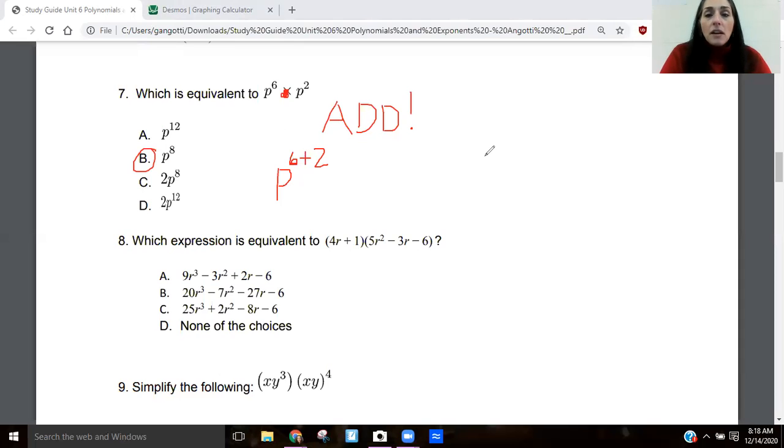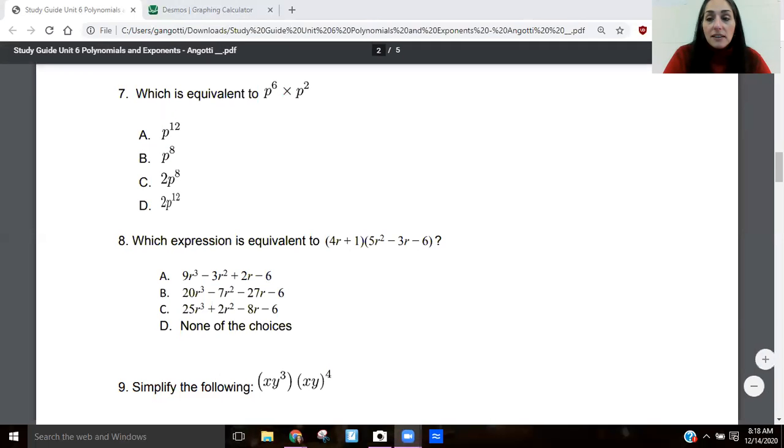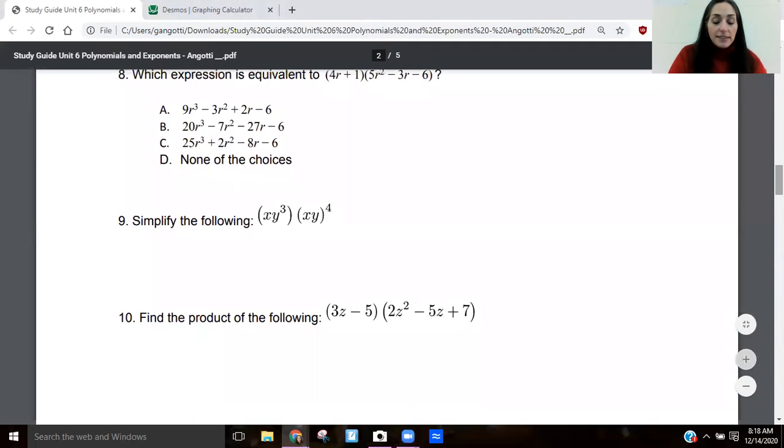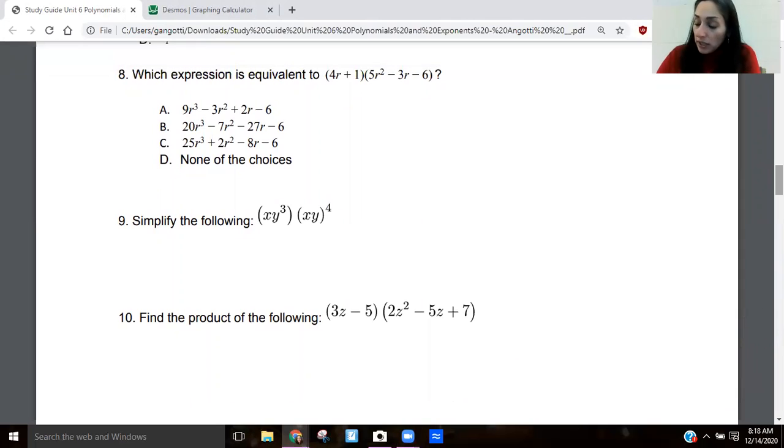Okay, number 8. I think for number 8, I am going to do this on a piece of paper because I think it's going to take a little bit more organization than I can do with my cursor. So I'm going to get rid of this and I'm going to write this down on my paper and then I'm going to share my screen.